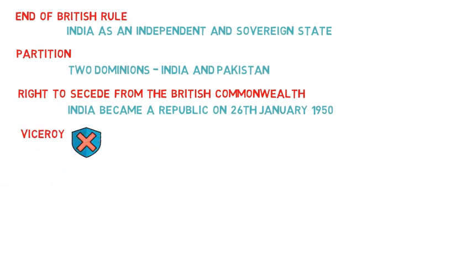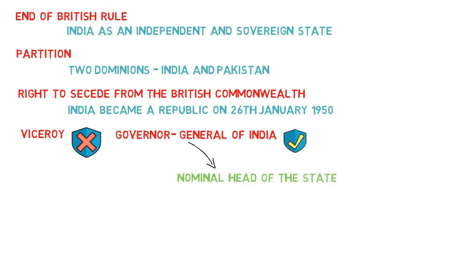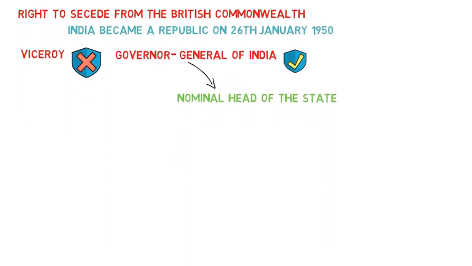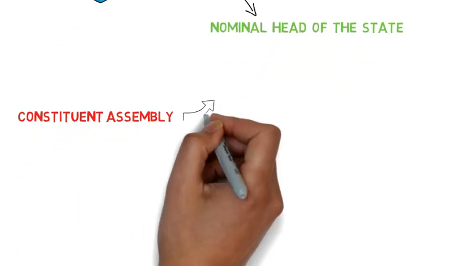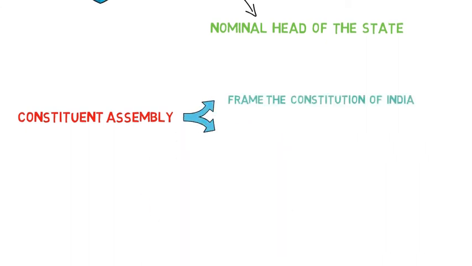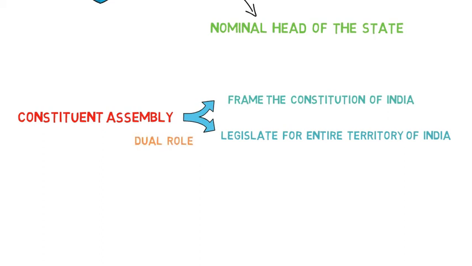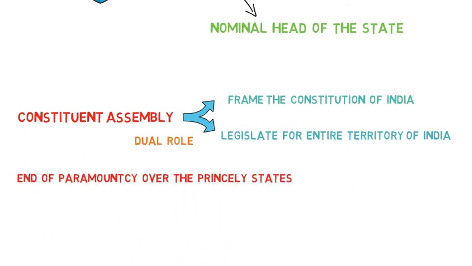The post of Viceroy was designated as Governor-General of India, who was now reduced to be a nominal head of the Dominion of India. The Act empowered the Constituent Assembly to frame and adopt a constitution. The Act also empowered the Constituent Assembly to legislate for the entire territory of India. Thus, the Constituent Assembly played two roles, that of framing the Constitution and as interim Parliament. The British also ended their paramountcy over the princely states and tribal areas. The princely states were now free to join either of the two new dominions.